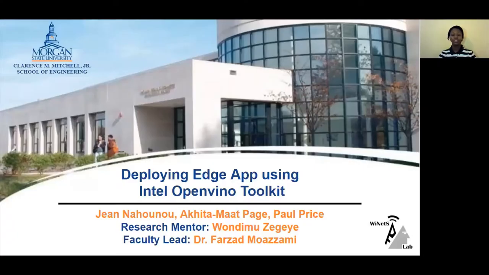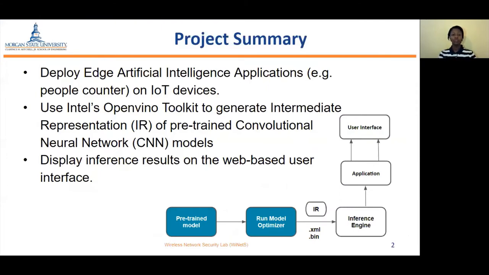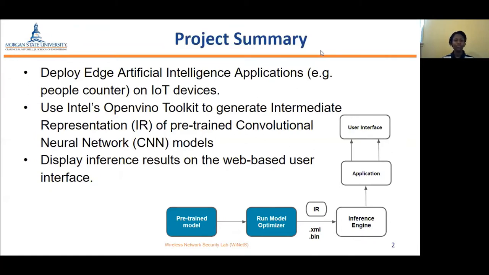And for this summer, we researched deploying Edge apps using Intel OpenVINO Toolkit. To summarize our project, we will be deploying Edge artificial intelligence applications on Internet of Things devices. We'll be doing this using Intel's OpenVINO Toolkit. Because we are deploying the application on a resource-constrained IoT device, we'll be using pre-trained models that will then run through a model optimizer to generate the intermediate representation form. That form will then be inputted into an inference engine in order to run the application. Then the inference results will be displayed on the web-based user interface.